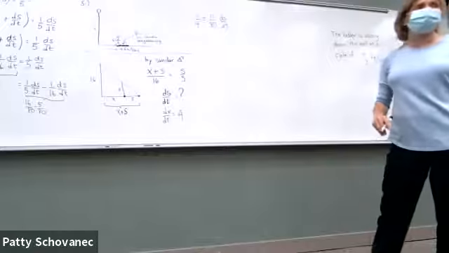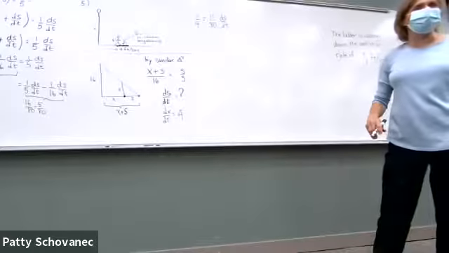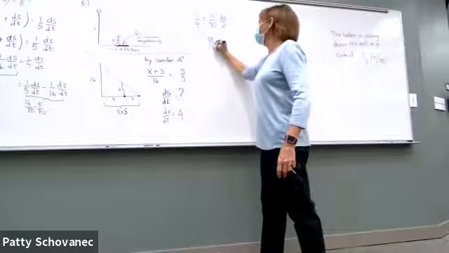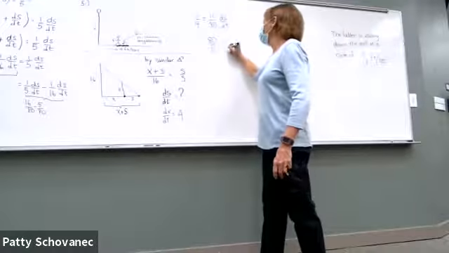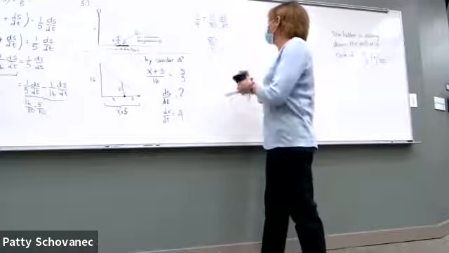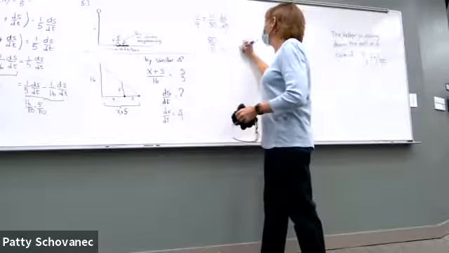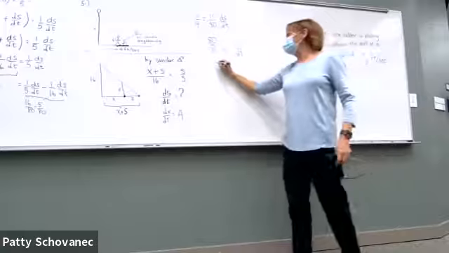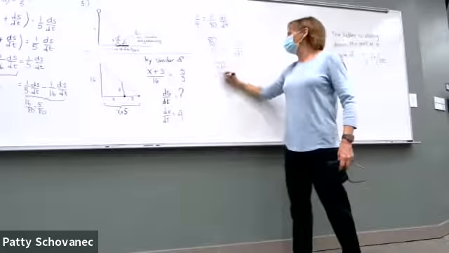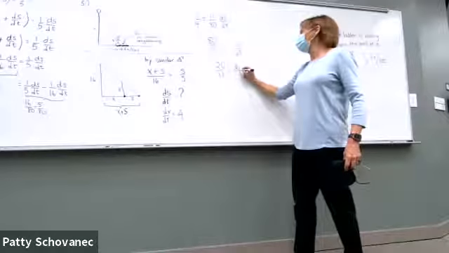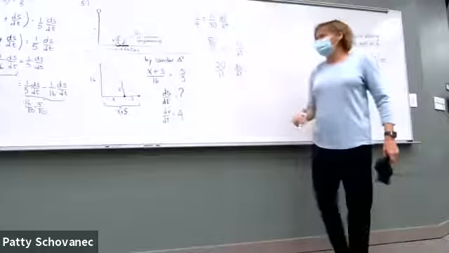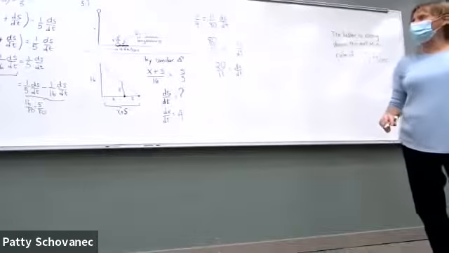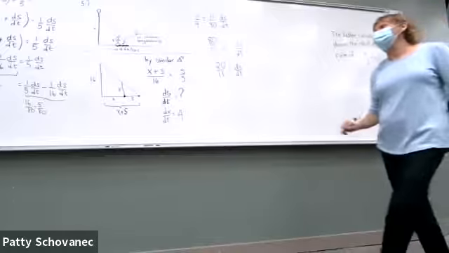We'll divide by 11 over 80, which is the same thing as multiplying by 80 over 11. That's 20 over 11, a positive number. It tells me how fast the shadow is growing. The shadow is growing at a rate of 20/11 feet per second.